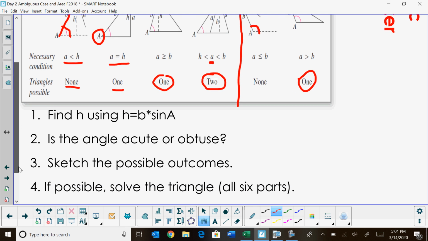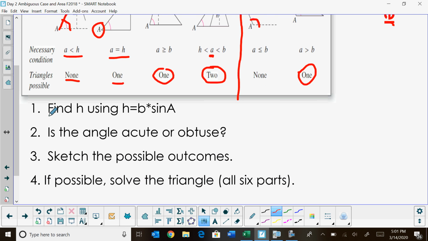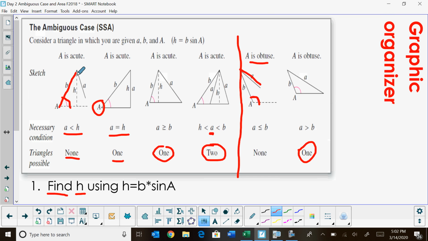So what are we going to do to figure these out? Well, first you're going to find h, and h is our height, the height of the triangle.